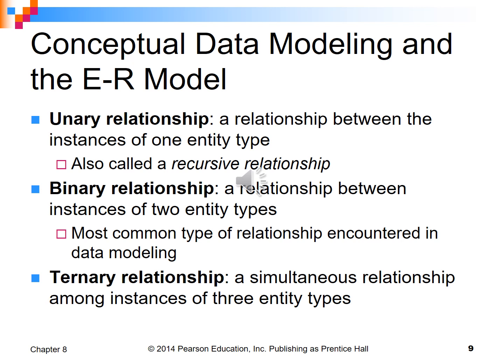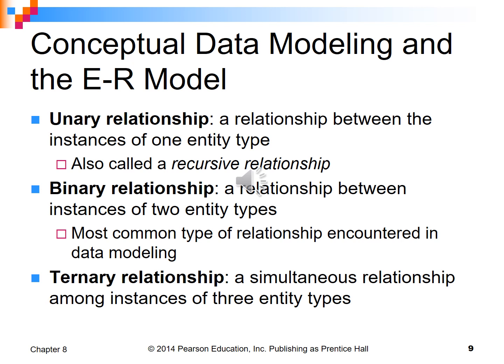Binary involves two entities, a relation between instances of two entities, the most common type of relationship encountered in data modeling. Usually when we talk about a relationship, we talk about two entities. But sometimes there is a recursive one, like employee married to employee. Both of them are employees, both of them work in the same company, but we talk about the same entity. Both of them have the name and the address and whatever in that entity. So the relation is a unary relationship.